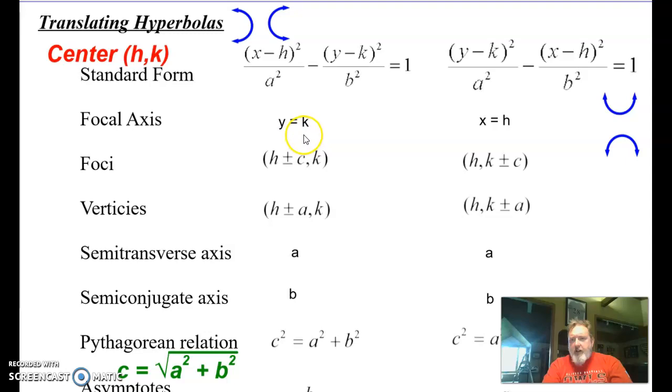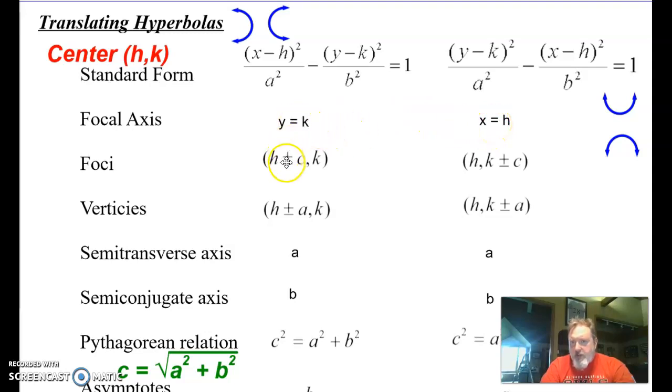Like last week, remember if x squared was first, you had a hyperbola that opened left and right. And if y squared's first, you have one that opens up and down. That has not changed. The only thing that's changed now, instead of having x squared, y squared, because it was centered at (0, 0), now you have h and k. So again, we're going to move this left or right or up and down. Our focal axis now will go through, if x squared is first, the k value. If y squared is first, it's our h value.